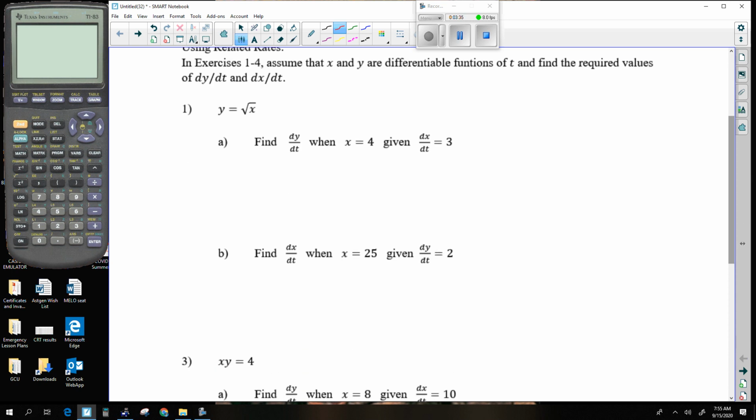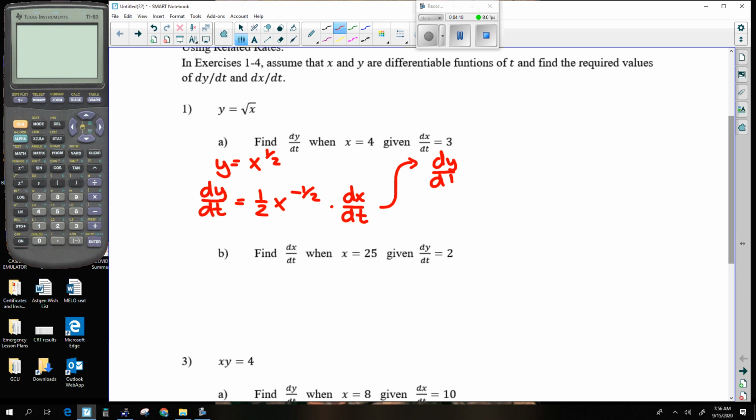Okay, so we want to find dy dt. So we're going to take a derivative with respect to t. Right now y is equal to x to the 1/2. Okay, so derivative time. Let's take this with respect to t. So derivative of y is 1, so 1 dy dt is equal to 1/2 x to the negative 1/2. I just took a derivative of the x, so dx dt. So cleaning this up just a little bit, we are left with dy dt is equal to 1 over 2 square root x, dx dt.